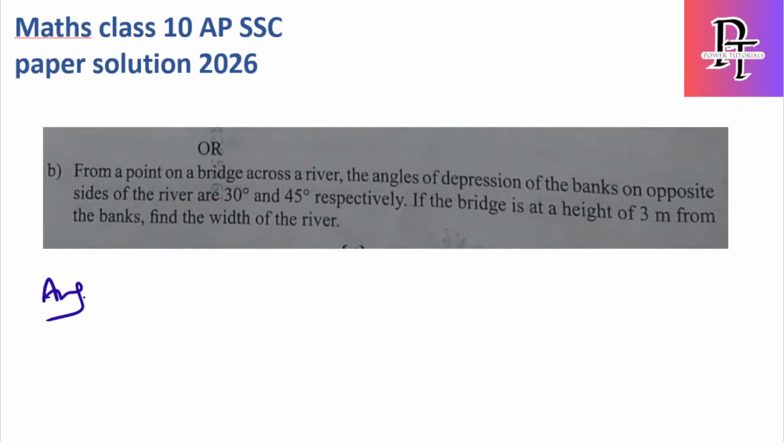Find the point on the bridge across the river. The angles of depression of the banks on opposite sides of a river are 30 and 45 degrees respectively. If the bridge is at a height of 3 meters from the banks, find the width of the river. Okay, this is an interesting question.